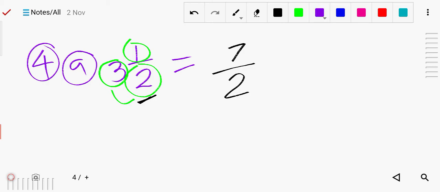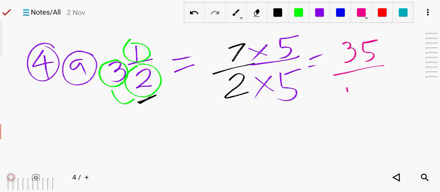So here is the 2. If it is 10, you can simply divide 10 by 2. How many times? 5 times, so you multiply by 5. So 7 5s are 35 and 5 2s are 10. Now we have 35 by 10. Now the next step is to change it to a decimal.